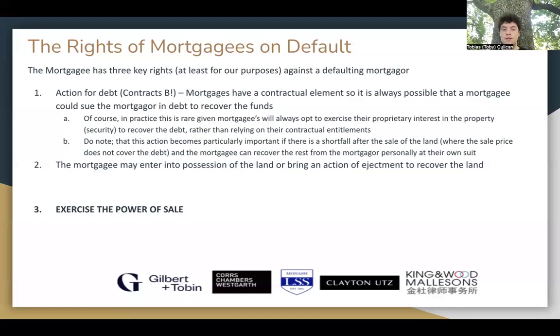Yeah, I mean, that makes sense. If you've got a $1 million mortgage and there's a property attached to it, of course, why would you not exercise that? You're probably not going to sue the person for $1 million in debt because they can't really pay it.